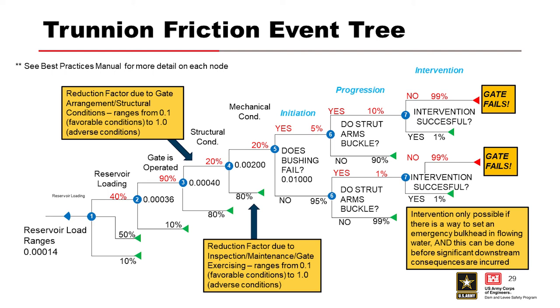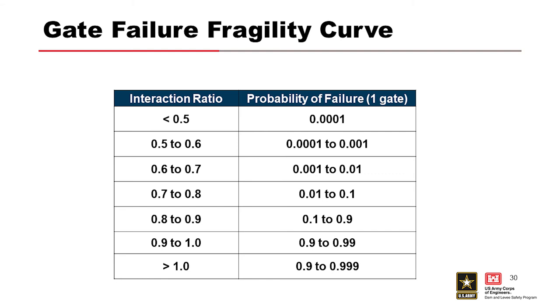But I found that oftentimes, at least at Bureau of Reclamation facilities, the bulkheads wouldn't be able to be set under flowing water. And so this does have a suggested fragility curve for how to estimate the probability of this event, and you're looking at the interaction ratio, which we'll talk about a little later, which considers the bending and the axial load on those strut arms. So with an interaction ratio approaching 1, you're more likely to have the gate arms buckle than for these lower interaction ratios.